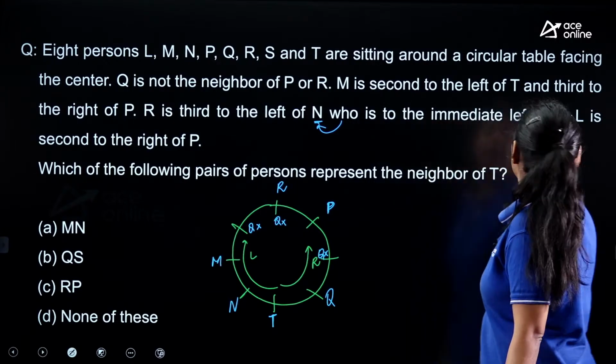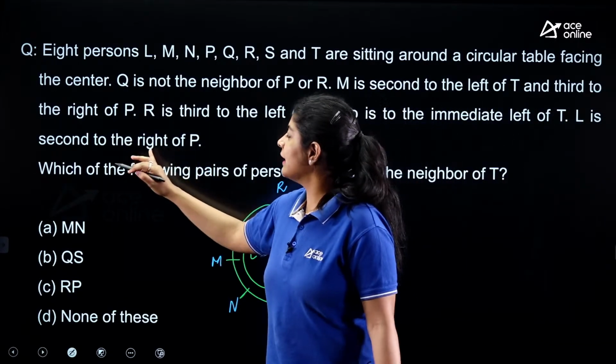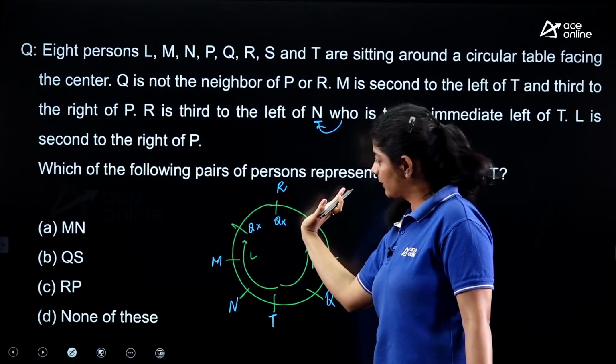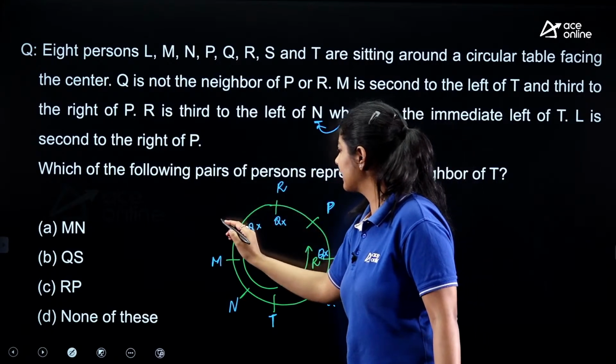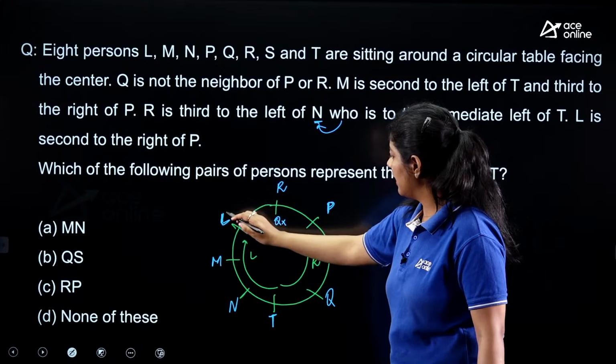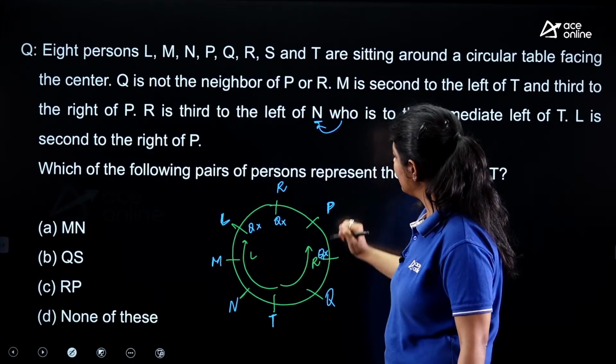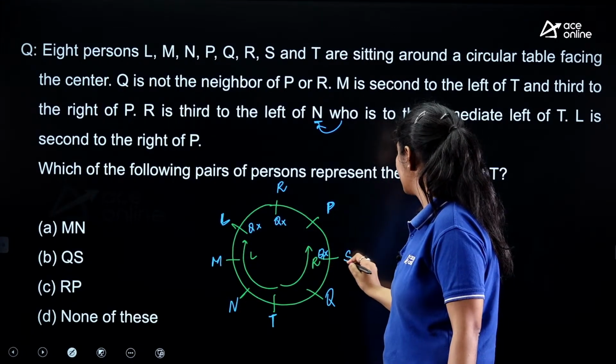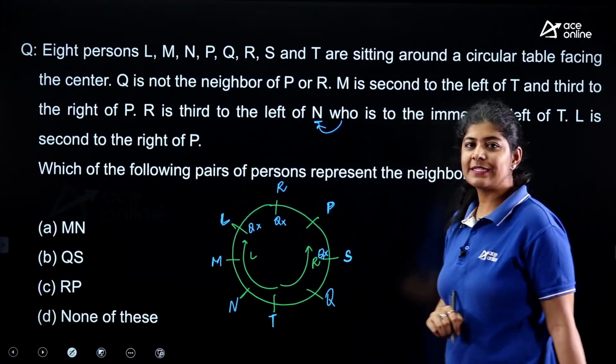Next. L is second to the right of P. Second right, that means we need to move in this direction. First right, second right. Here we have L. Are we left with anyone? L, M, N, P, Q. Yes, we are left with S, right? So this is my seating arrangement.